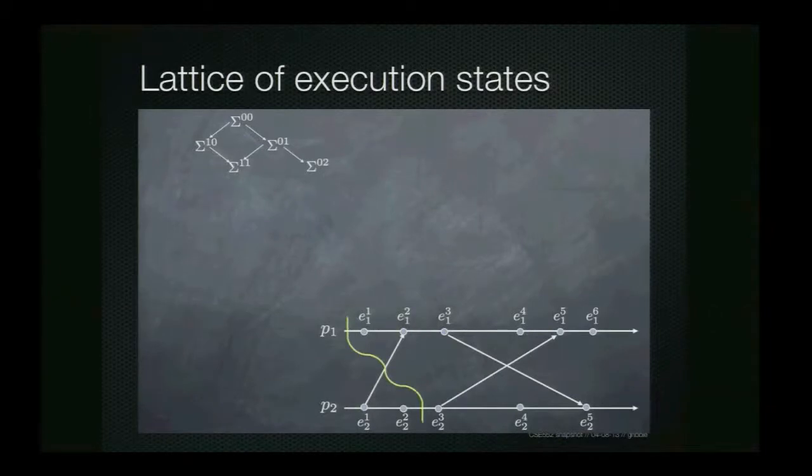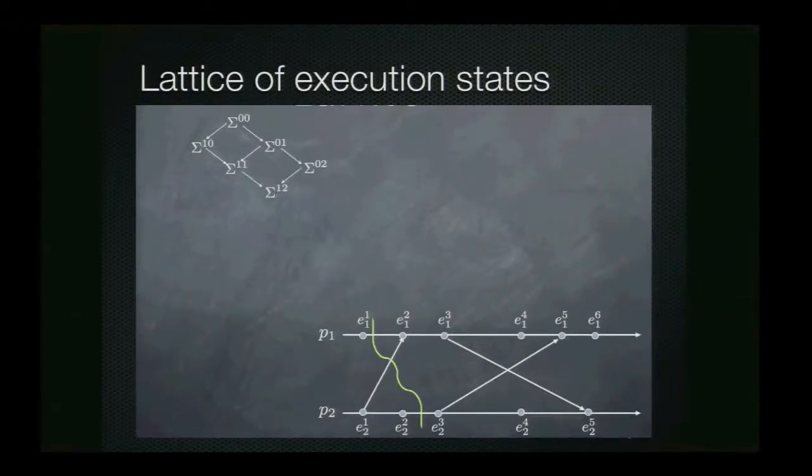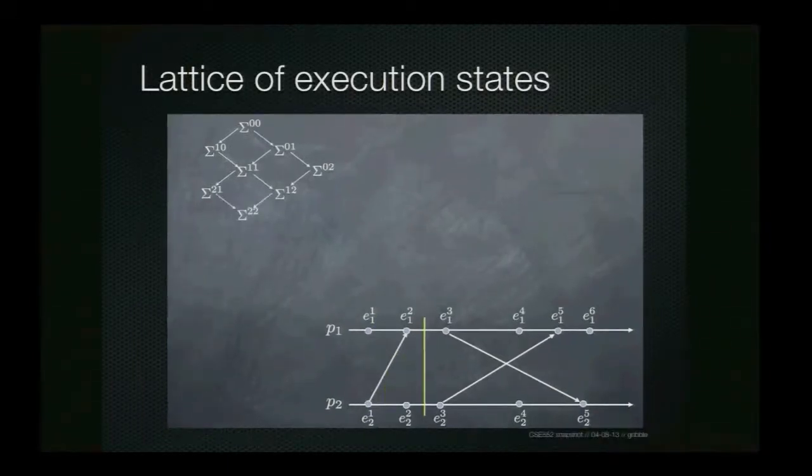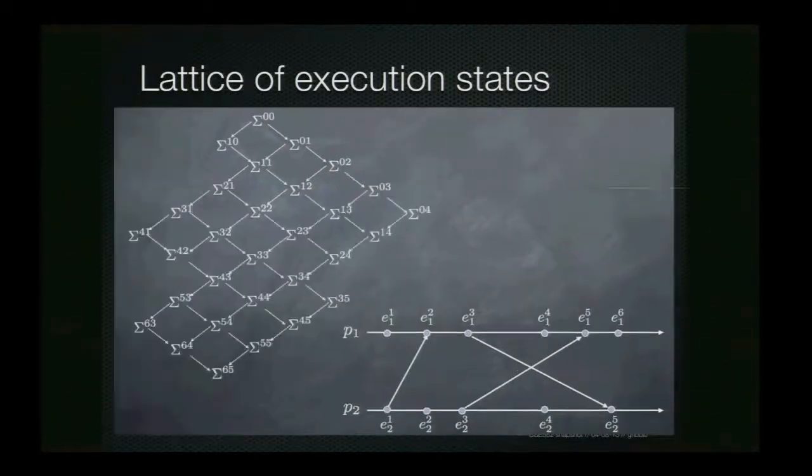How about this one? This one's okay for the same reason. How about that one? It's okay for the same reason. If we keep drawing this, we keep seeing more and more evolutions of the system as we try out all these different possibilities. And in fact, we end up with something that looks like that if we go all the way to the end of it.